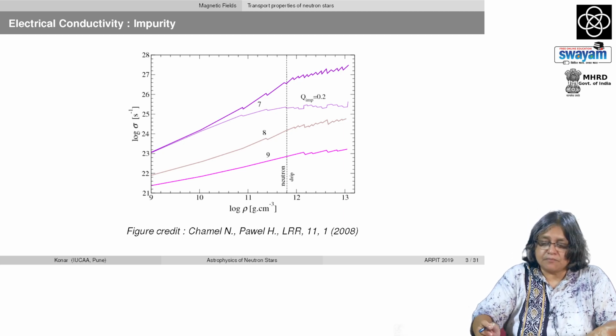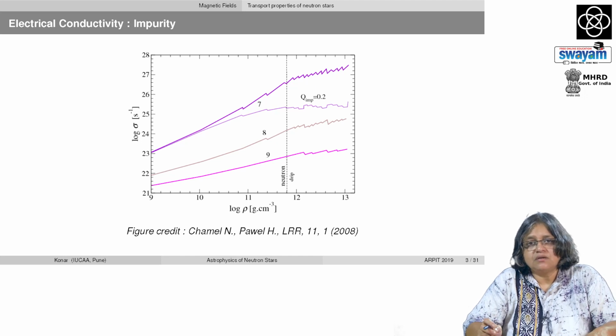Now, what is impurity? We expect the crust of a neutron star to be composed of beta catalyzed matter in its equilibrium composition. How do we obtain that? For a particular density, we minimize the energy corresponding to various nucleonic species, and whichever species minimizes the energy is the most favored nucleonic species at that density.